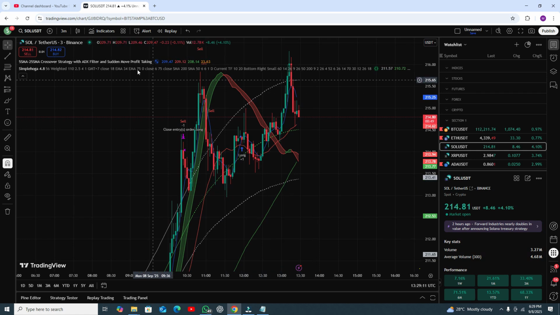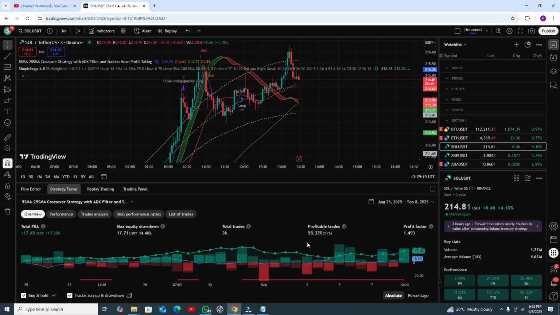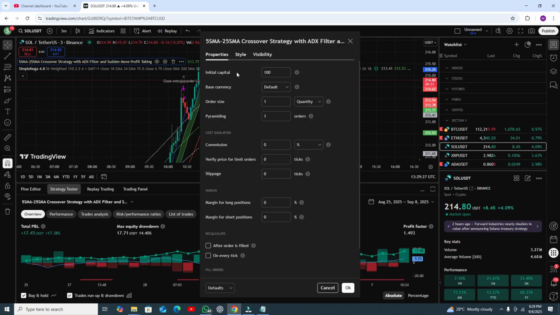Here you can see the second indicator, version 4.8. Let me show you the accuracy first. It's already giving you 60% accuracy. Okay, 60% accuracy. And if you go to the study settings, the adjusted initial capital is 100. Order size you can see. You can choose the quantity type as well.